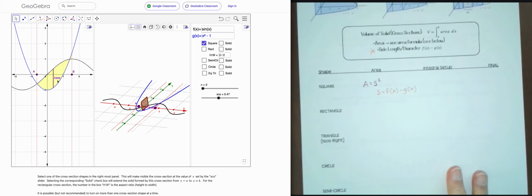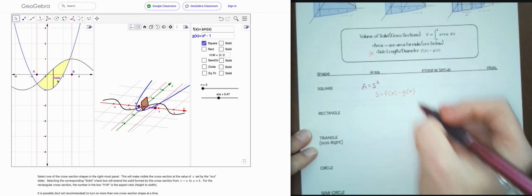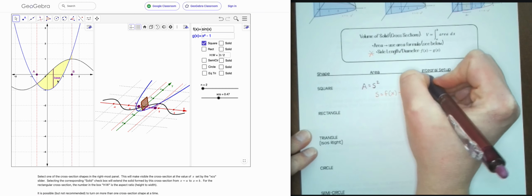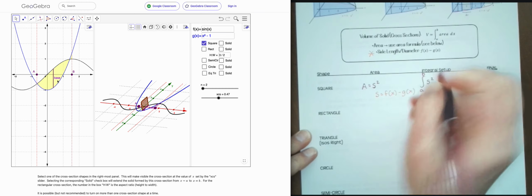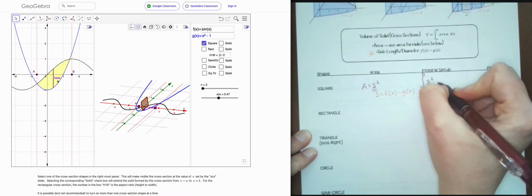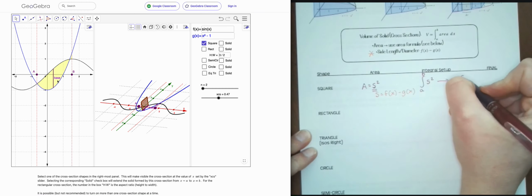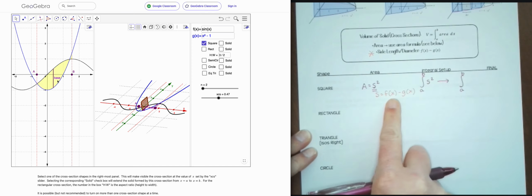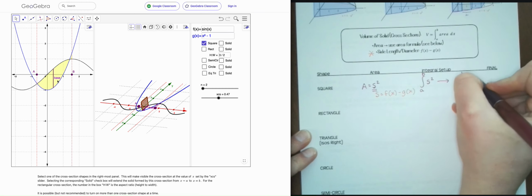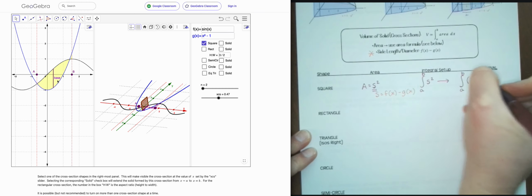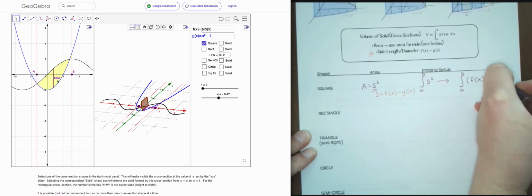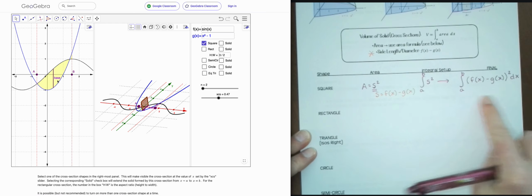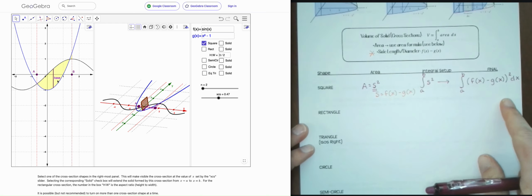So the idea is, and we're going to kind of build this integral in little pieces, we want to integrate from whatever a is to whatever b is, this s squared, right, my area formula. And what that's actually going to look like is an integral from a to b. And instead of s, I'm using this: f of x minus g of x, squared. That's the formula for finding volume using square cross sections.